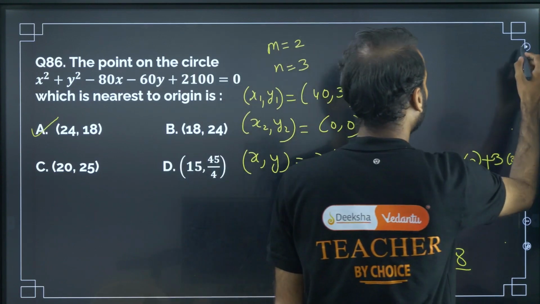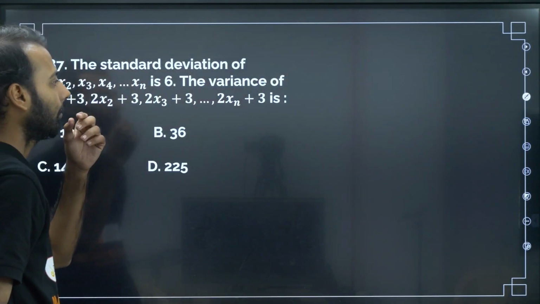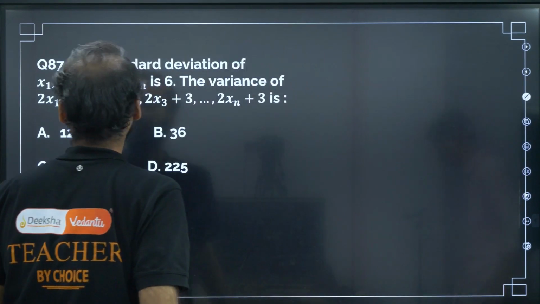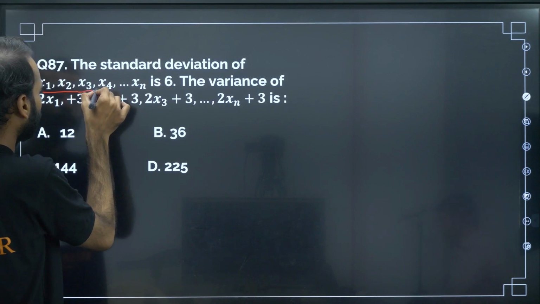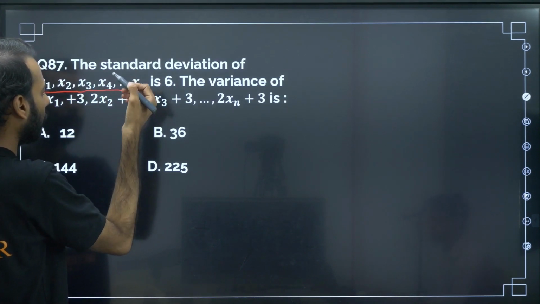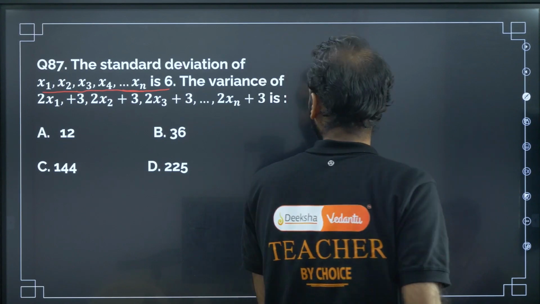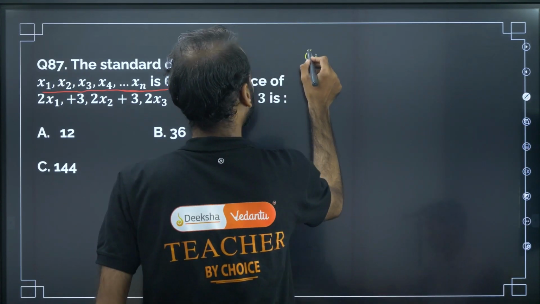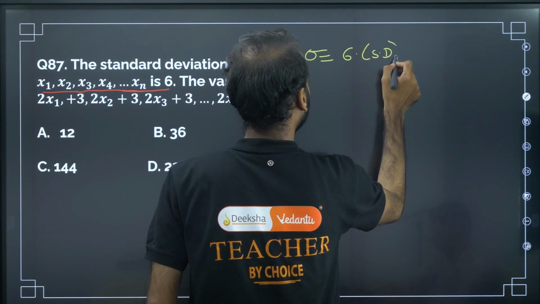Next, moving on to next question. The standard deviation of sigma 1. They have given standard deviation of this as 6. So let me write standard deviation as 6.